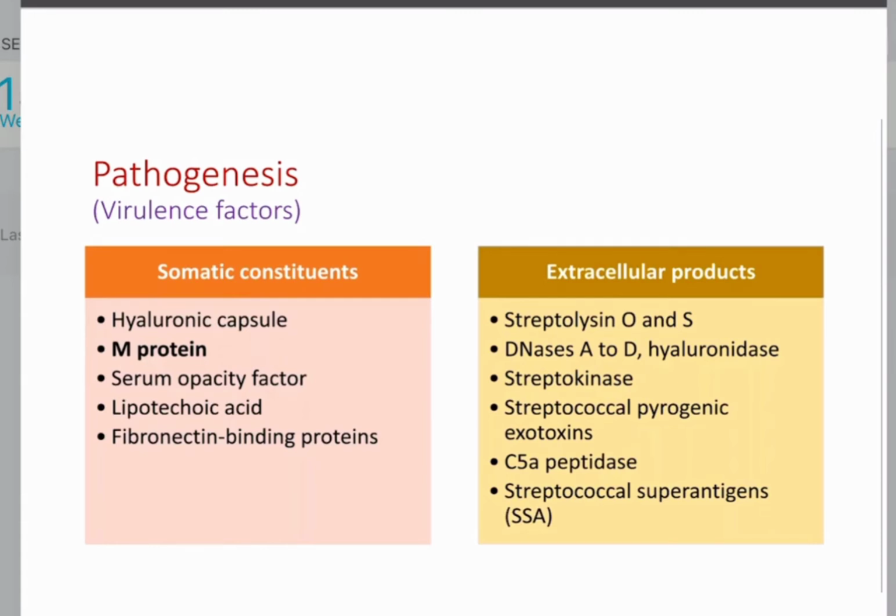Second is the M protein. We will be coming to it in more detail because it is one of the very major virulence factors. It helps in the evasion of phagocytosis and inhibits binding of the antibody to the opsonin C3b. So it is mainly a C3b complement inhibitor. That is the major mechanism through which it acts. And of course, then we have the other factors which we have seen.